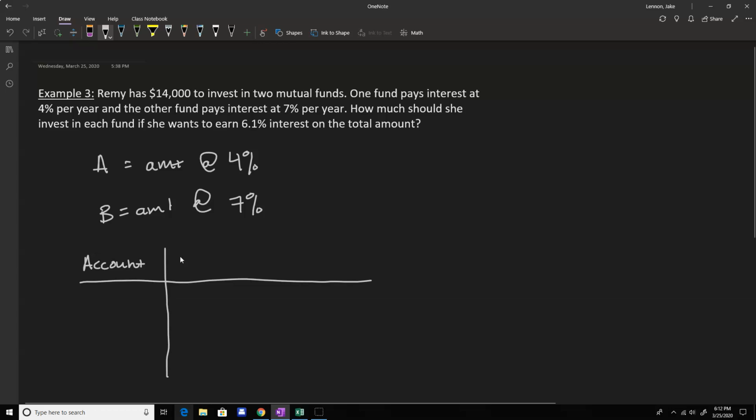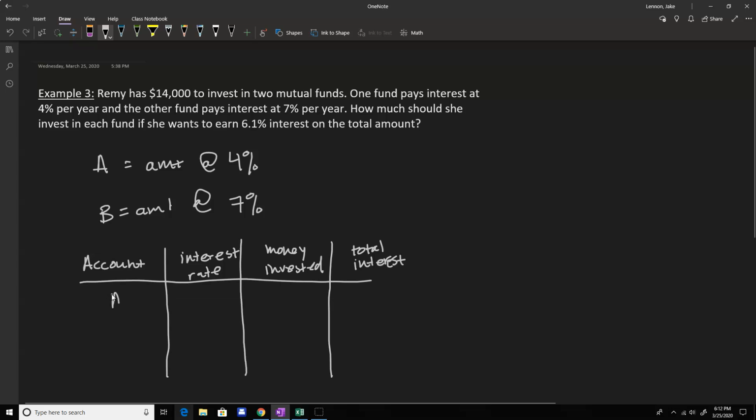But we'll look at the interest rate, and then the money invested, and then the total interest. If you multiply the interest rate by the amount invested, you get the total amount of interest.